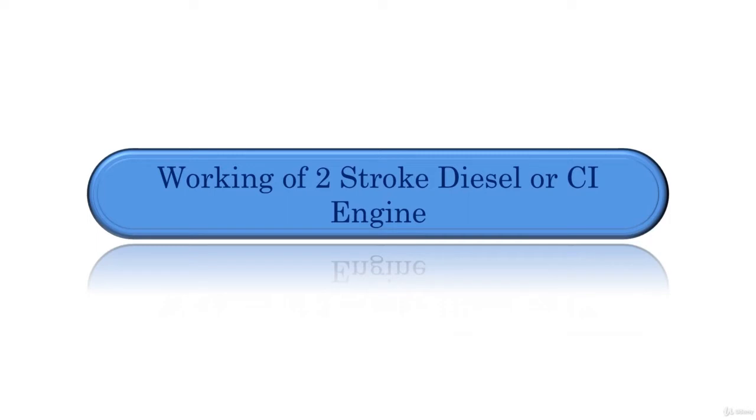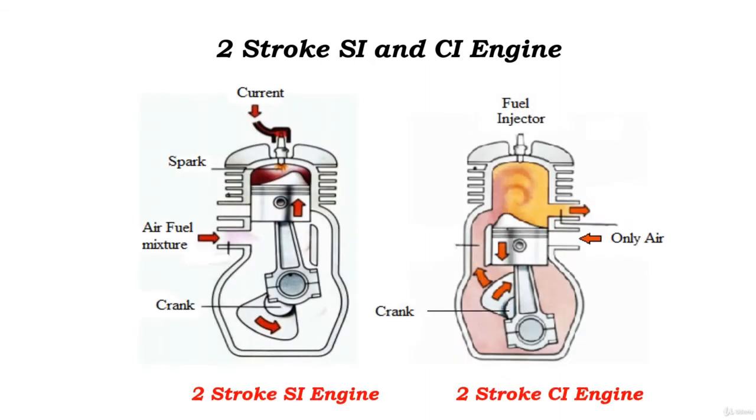So let us begin. First let us understand the difference between the two-stroke SI and CI engine. This figure shows the two-stroke SI engine and the two-stroke CI engine. If we look at the construction of the two-stroke CI engine, it is similar to the two-stroke SI engine. The main difference is that the carburetor and the spark plug which are used in the SI engine are replaced by a fuel pump and fuel injector in the case of the CI engine.